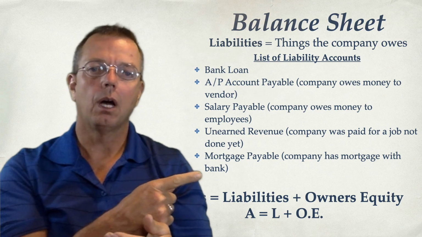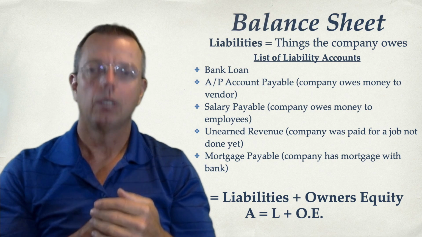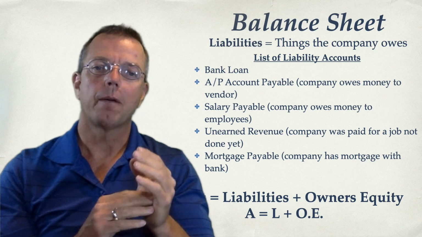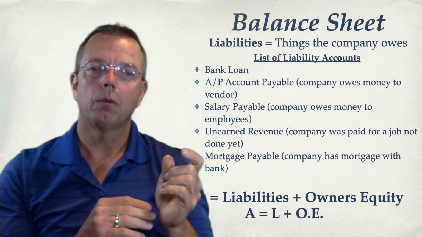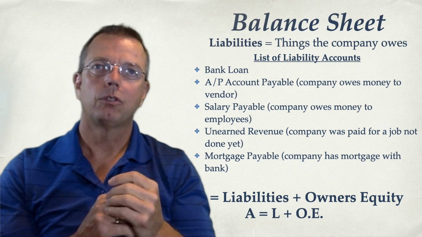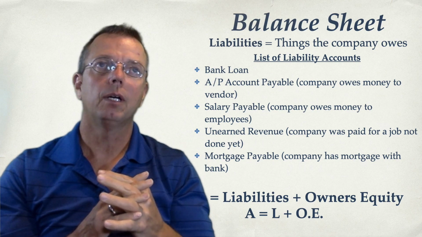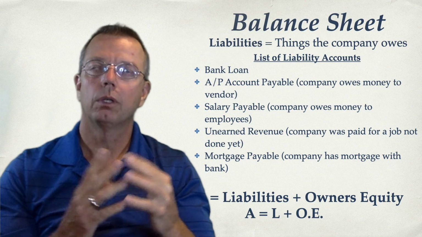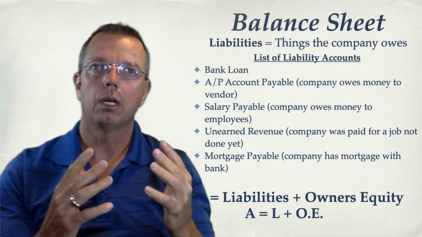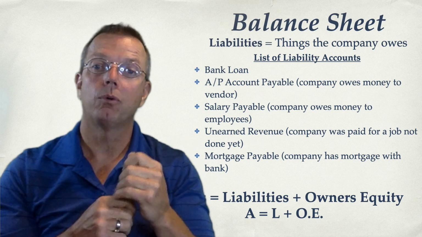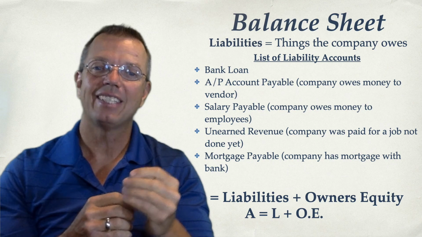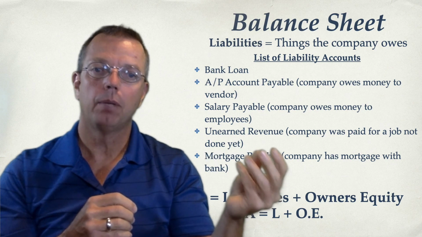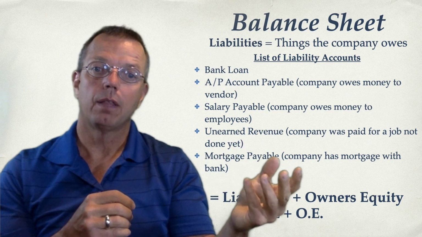Another one, unearned revenue, okay? So this is another key one. This comes up a lot. It gets really confusing sometimes. Unearned revenue: a company that was paid for a job but hasn't done it yet. So for example, if you go in to get your vehicle washed, you pay for it first, right? But it hasn't happened yet. The company was paid for the job, but it hasn't been done yet. We haven't done that job yet, right?